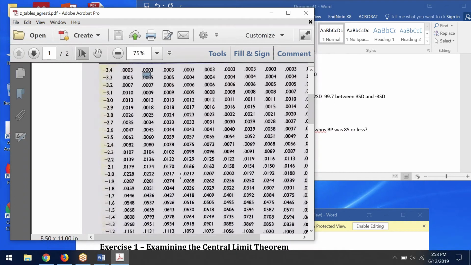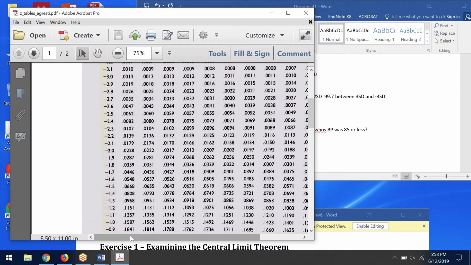So we're looking for 1.50. So 1.50 would be 1.5. Hard for me to see the cursor here. And that would represent 0.0668. So the area to the left of negative 1.5 is 0.0668, a little bit more than 6.5%.